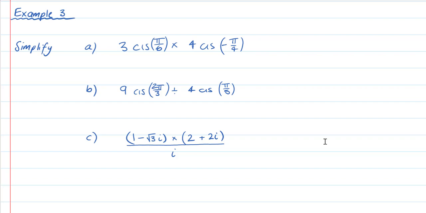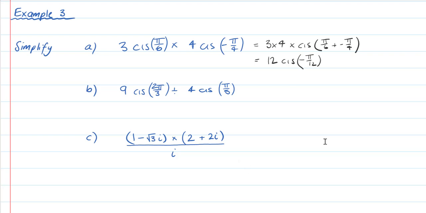Now, some of these are a bit easier than others. So, first, part A. 3 cis pi on 6 times 4 cis negative pi on 4. Well, we just multiply the moduluses and add the arguments. Cis pi on 6 plus negative pi on 4. And this is equal to 3 times 4 is 12, cis, if I add those, that's 2 pi on 12 minus 3 pi on 12, so negative pi on 12. Okay, so there's the first one.